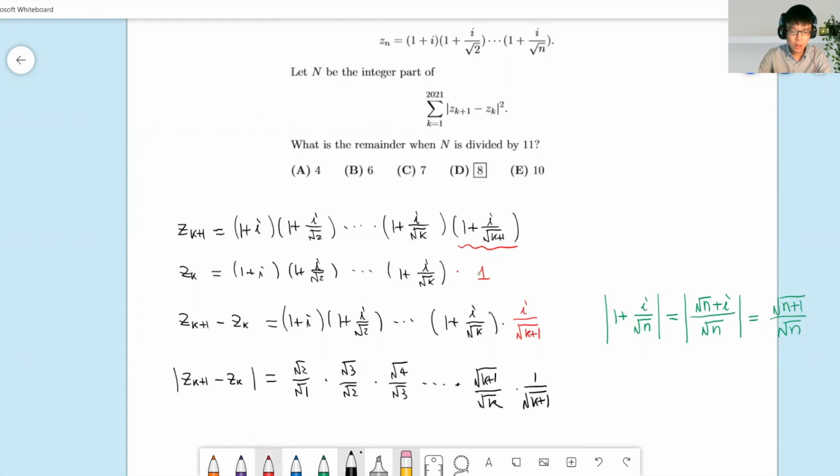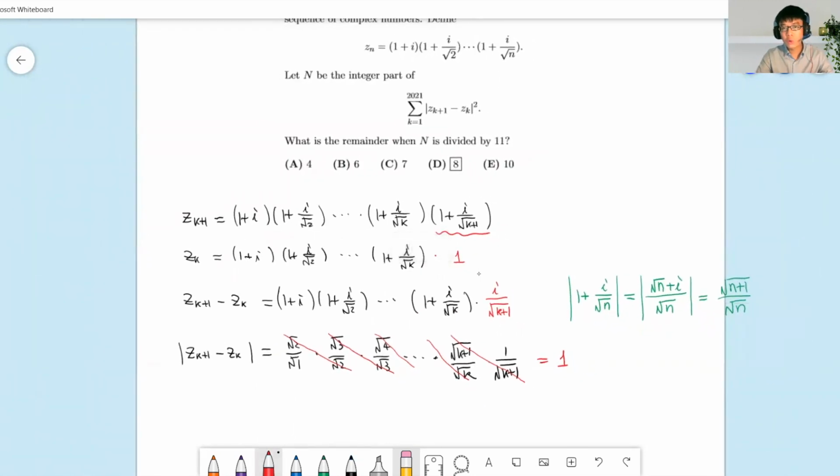And now we can do some cancellation. Root 2 cancels root 2, root 3 cancels root 3, and root 4 will be canceled. Finally, we cancel root k and also root k plus 1. So this corresponds to 1. In other words, if you square it, it's also 1. This also equals 1.